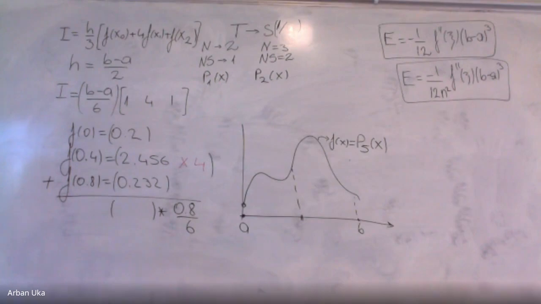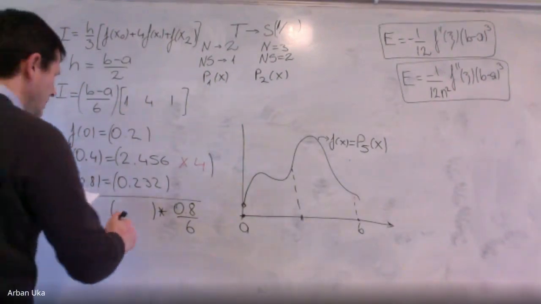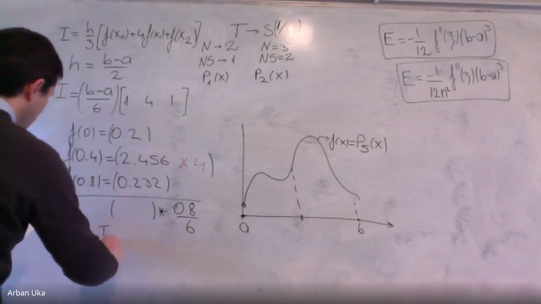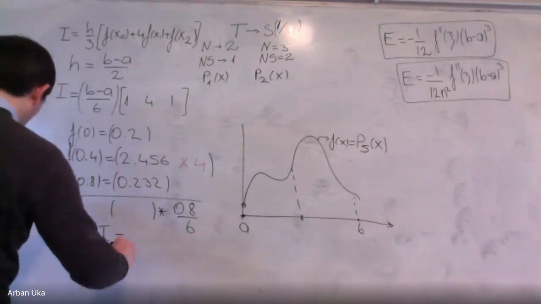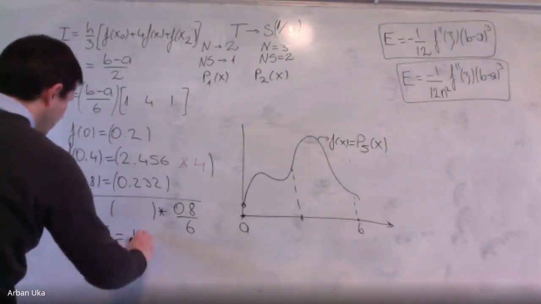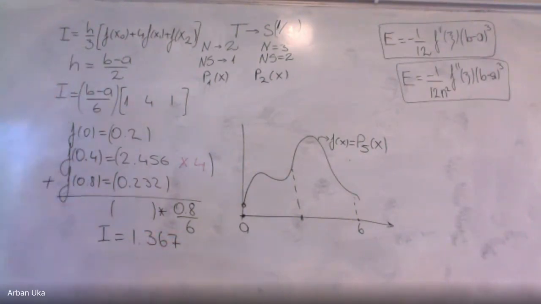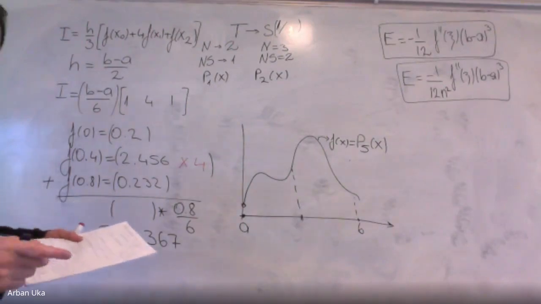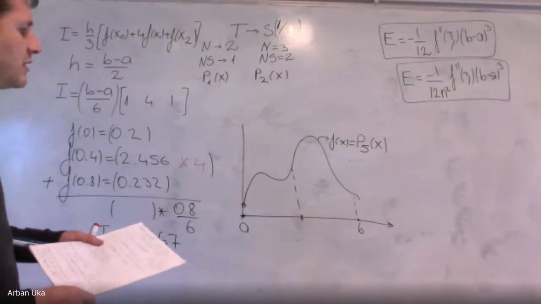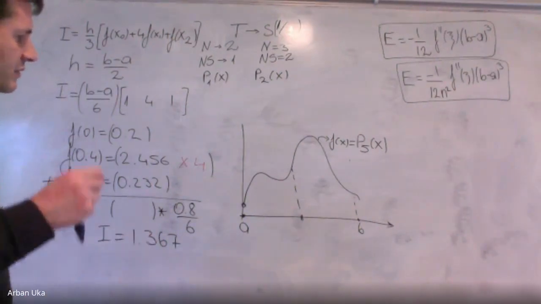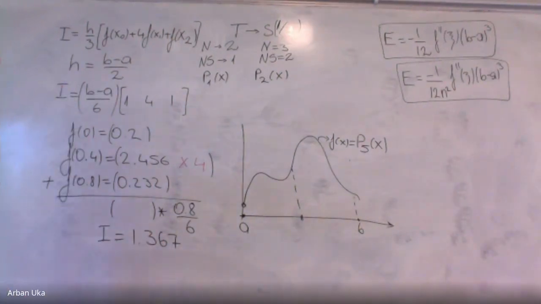So using this Simpson rule, we find that the integral in this case is going to be equal to 1.367. Okay? And there is also an expression that calculates the error of this one. We're going to share this one just in a moment in the slides. But in principle, I hope that this was clear.